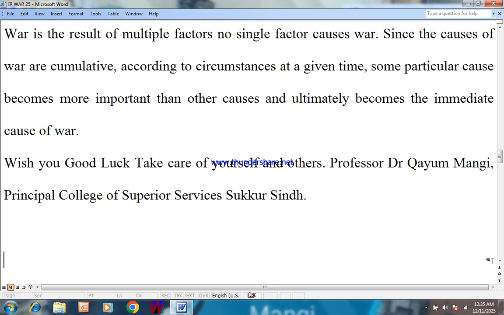War is the result of multiple factors. No single factor causes war. Since the causes of war are cumulative, according to circumstances at a given time, some particular cause becomes more important than other causes and ultimately becomes the immediate cause of war.